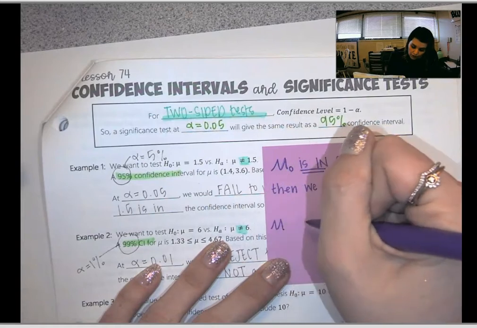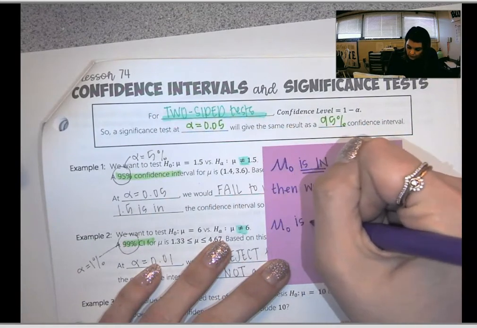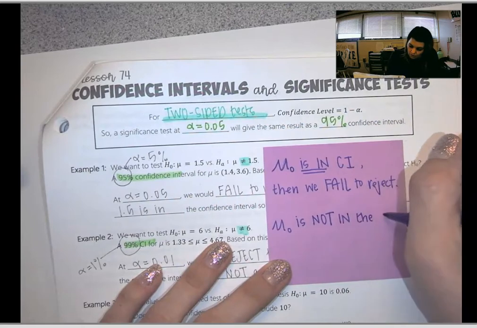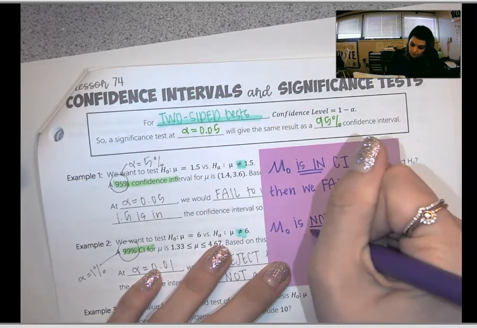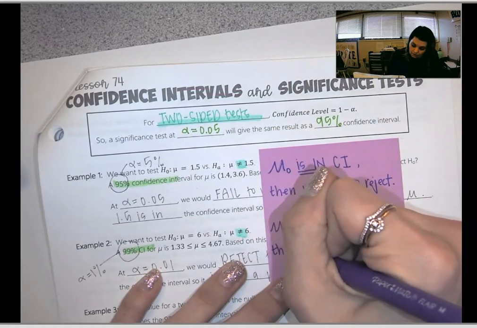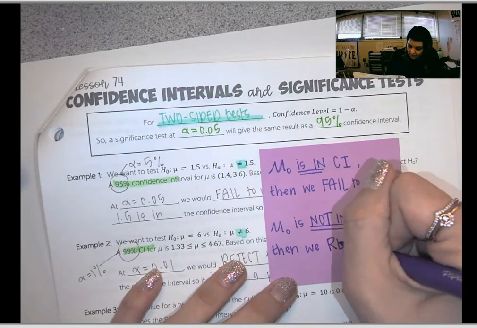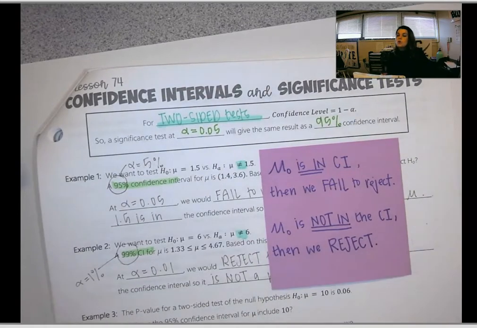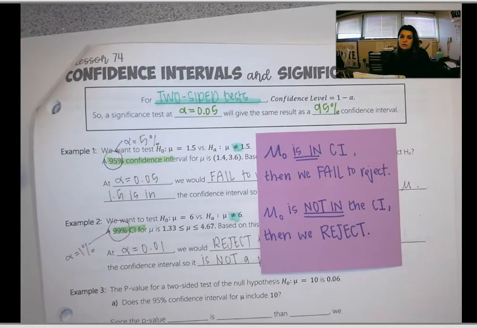Conversely, if mu sub 0 is not in the confidence interval, then we reject the null. So what we've learned from these top two examples is that we can determine the result of a hypothesis test by looking to see if the value given in the hypotheses is in the interval. If it's in there, fail to reject. If it's not in there, reject.